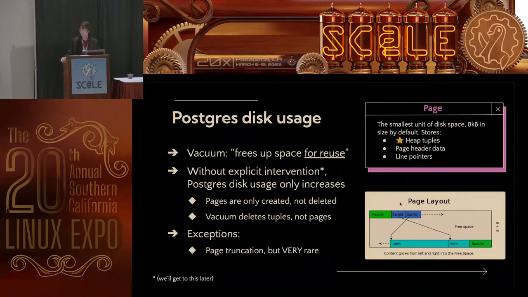To define page a little bit more specifically, page is the smallest unit of disk space. By default, they're 8 kilobytes in size. You can increase it, but I would say the use cases are relatively limited. Overall, what it stores, you can see in the page layout example, are heap tuples, the number one thing. That's the big free space, the white there. And page header data at the top, which tells you, okay, I've accessed this page, now where do I go for this tuple? And then line pointers, which are just the arrows, which help you get to that tuple with greater efficiency.